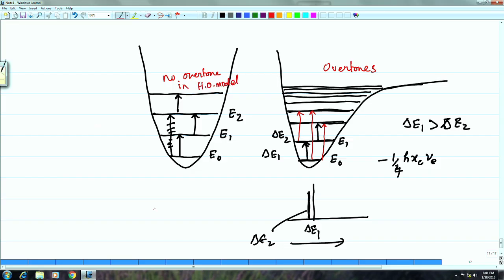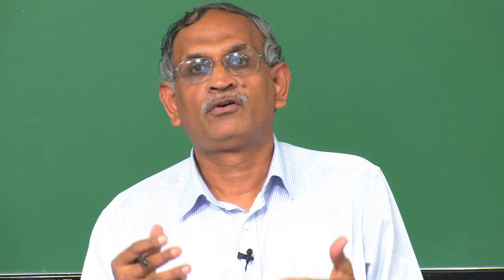There is only one line. What you see is only one line corresponding to this delta E, and that's the same for every other transition as well. Therefore, the Morse oscillator provides you a slightly more realistic vibrational spectroscopy, and the vibrational spectrum that you see in the case of diatomic molecules.